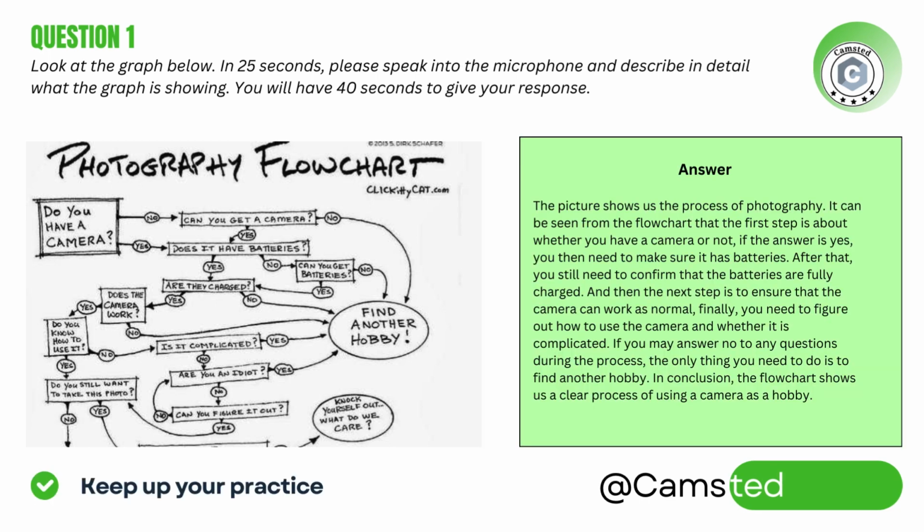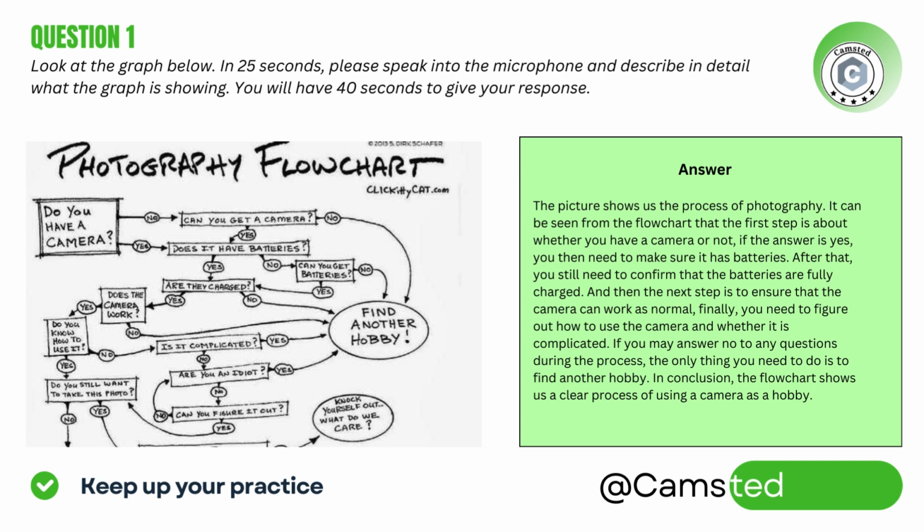The picture shows us the process of photography. It can be seen from the flowchart that the first step is about whether you have a camera or not. If the answer is yes, you then need to make sure it has batteries. After that, you still need to confirm that the batteries are fully charged.